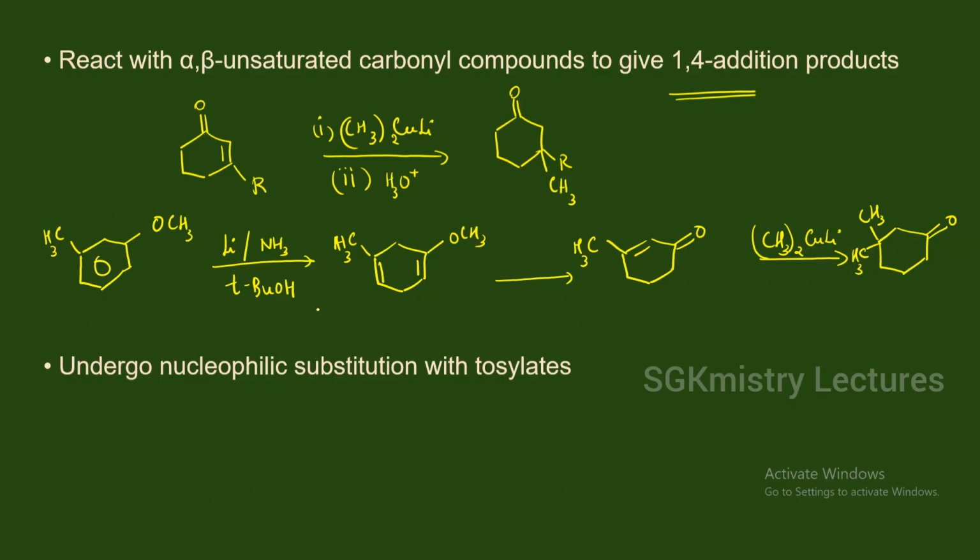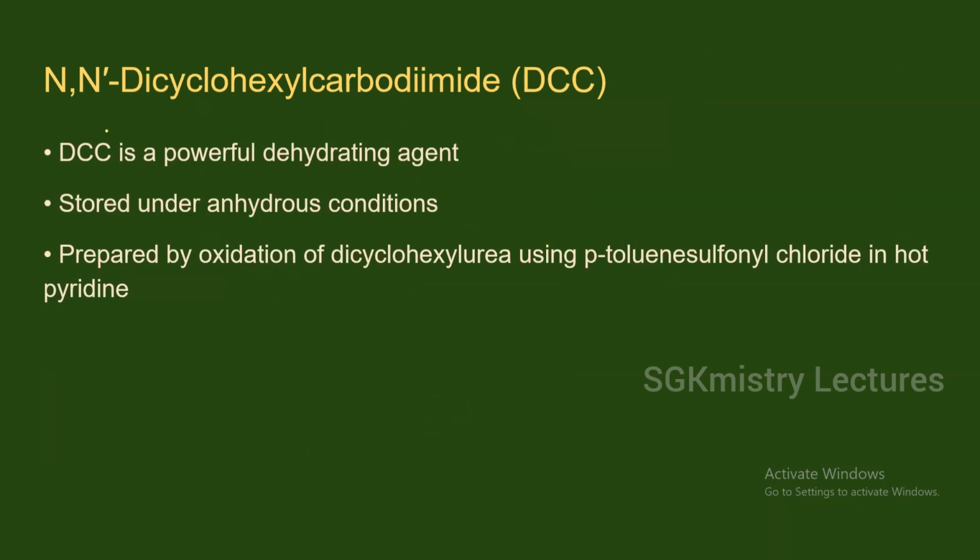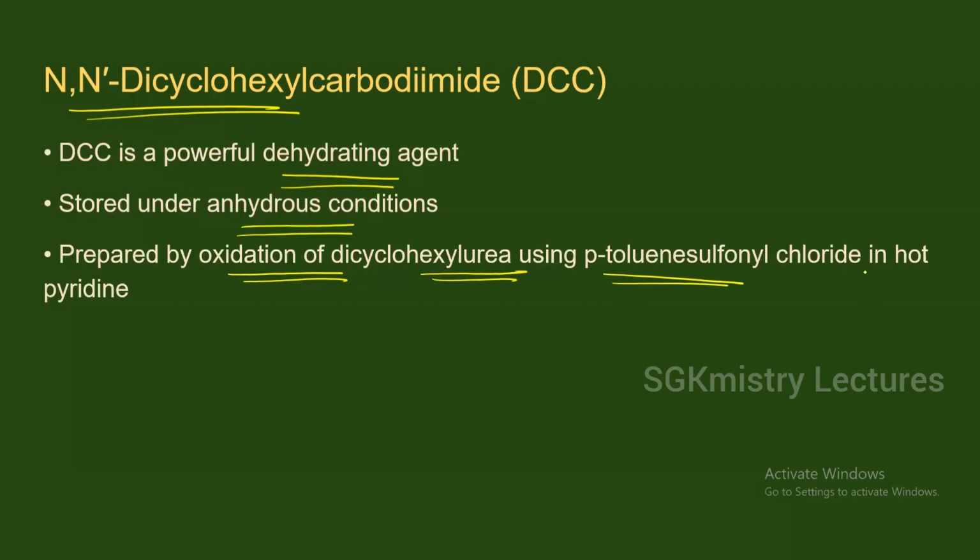They also bring about nucleophilic substitution reactions with tosylates. So let us take the example. So here, if you add this particular reagent, the substitution takes place and you get RCH3 as the product. Next reagent which we are going to study is N,N'-dicyclohexylcarbodiimide, which we have already come across. This is also a dehydrating agent and it is stored under anhydrous conditions. It is prepared by the oxidation of dicyclohexyl urea using para-toluenesulfonyl chloride in hot pyridine.